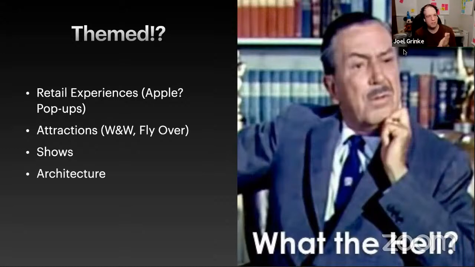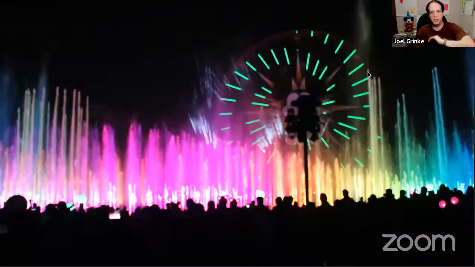And then pop-ups are obviously a huge piece of theming. Attractions like Wings and Wizards, which is running in Vancouver right now, and we're going to talk about that, and Fly Over Canada, shows, of course. And then I think architecture is a really nice way of doing theming. And we're actually going to talk about those bottom three. I'm going to give 3 different examples of work that I've done. So there we are.